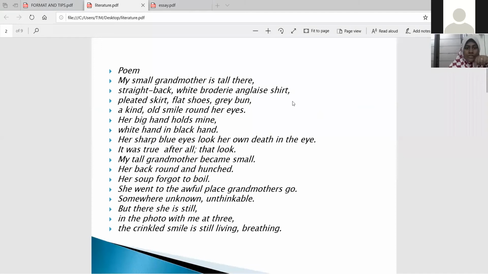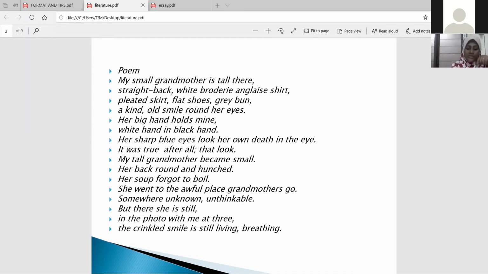All right. So the first stanza, actually, line 1 to line 7, will be stanza 1. My small grandmother is tall there. If you have a reference book, or if you Google, you can see the poem with the illustration. Then you can see a good picture of the grandmother with her grandchild, holding hands, and she looked very tall in the picture.